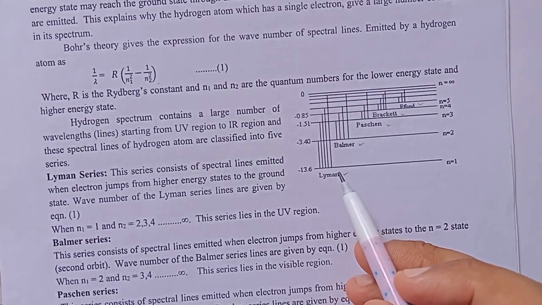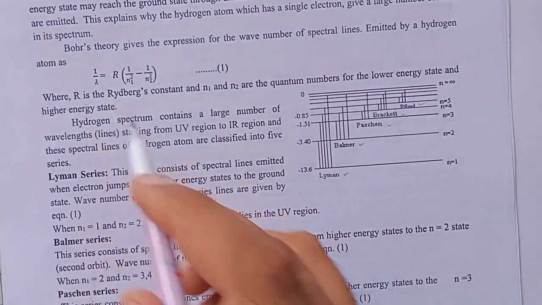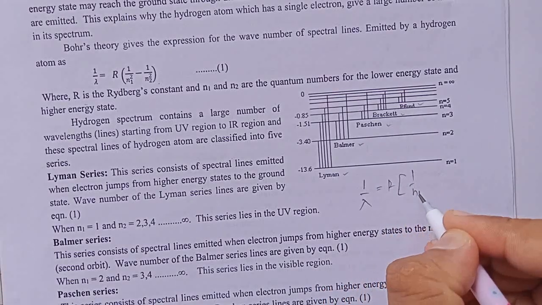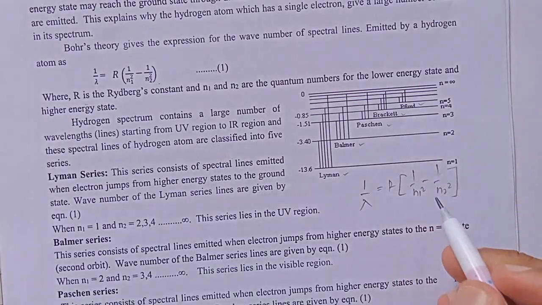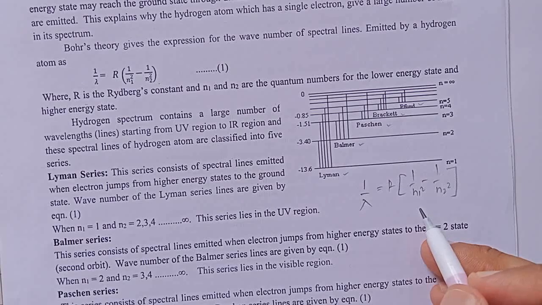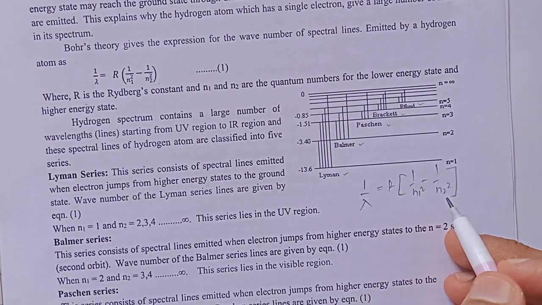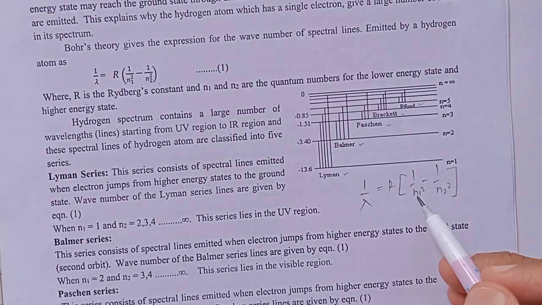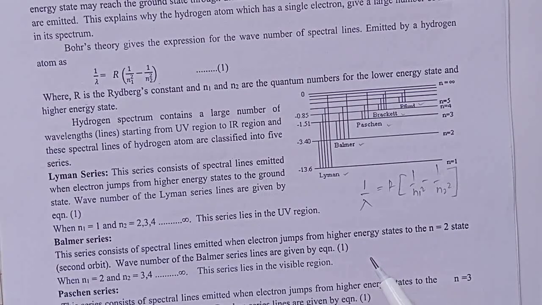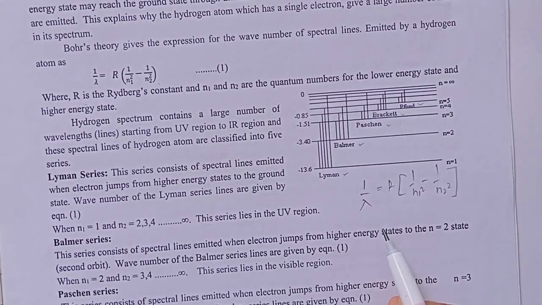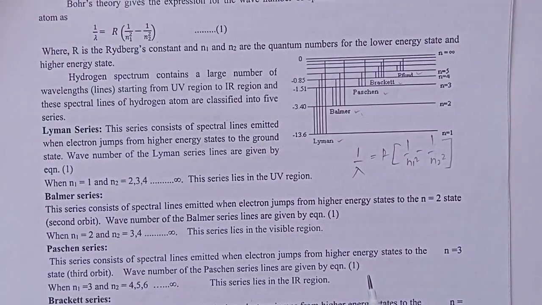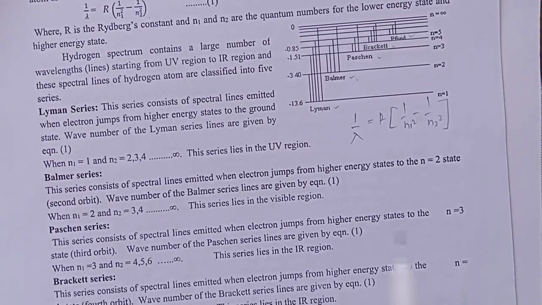Now let us discuss all these series with the specific transitions based on this expression, 1 divided by lambda is equal to R into 1 divided by n1 square minus 1 divided by n2 square. Here n1 is the lower energy state and n2 is the higher energy state, so the transition takes place from n2 to n1. Based on this, we have to discuss the values of n1 and n2 for these 5 series, and in which electromagnetic spectrum region these series belong.